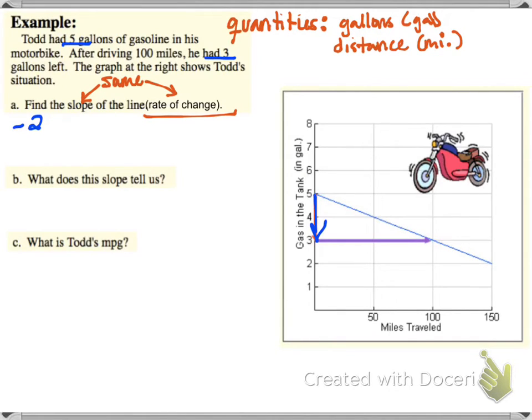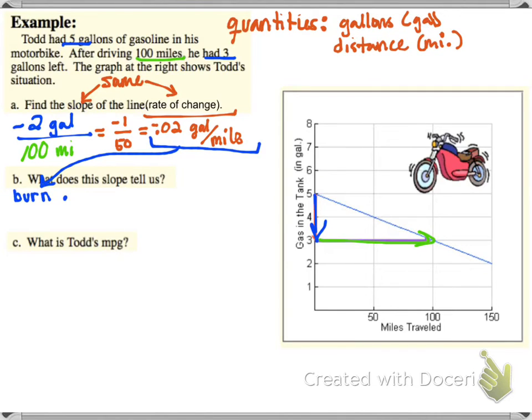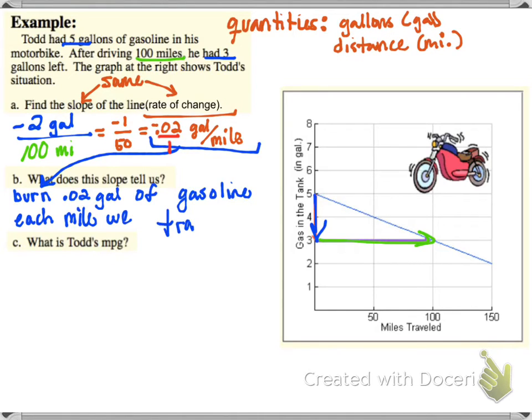2 gallons, so we've lost 2 gallons, so it's a negative 2, for an increase of 100 miles traveled. So that's a relationship or a rate of negative 2 gallons per 100 miles, which would reduce to negative 1 gallon over 50 miles, and that would reduce to negative 0.02 gallons per 1 mile. So what does that mean? It means that we burn 0.02 gallons of gasoline each 1 mile that we travel.